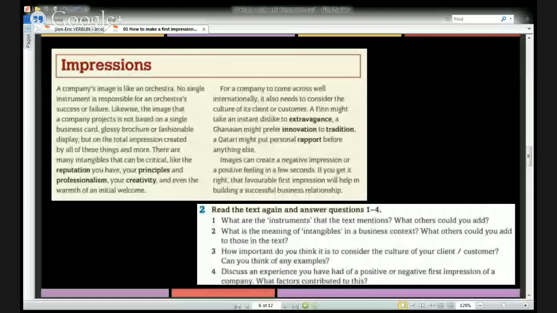Okay, there we go. So yeah, reputation, principles, professionalism, creativity. That's it. Things that you can't really touch, but they're just as important for creating an impression as the business card, glossy brochure, display, things like that, things that are tangible, that can be touched. Okay? The next question.